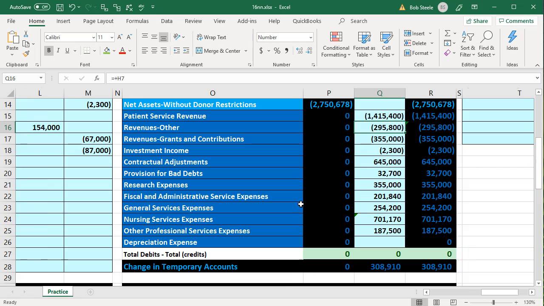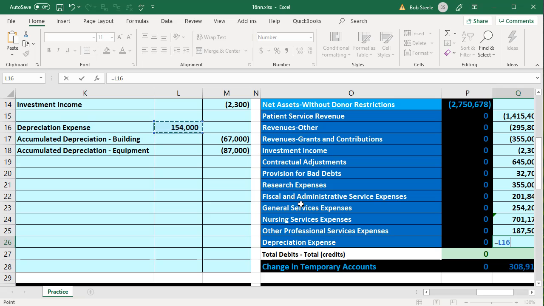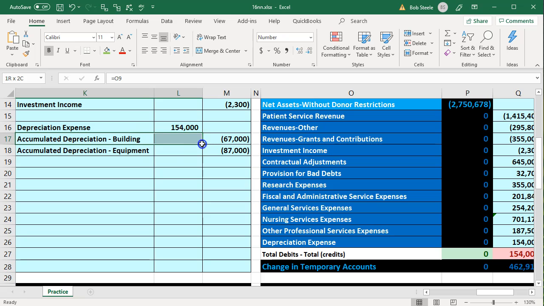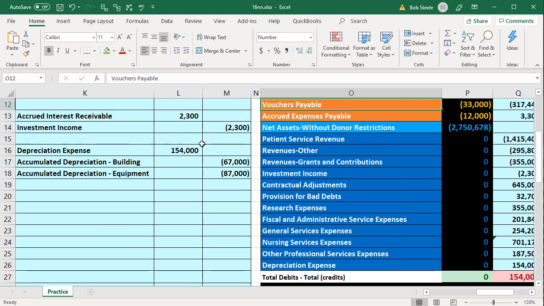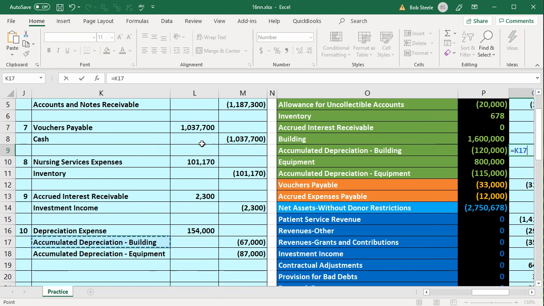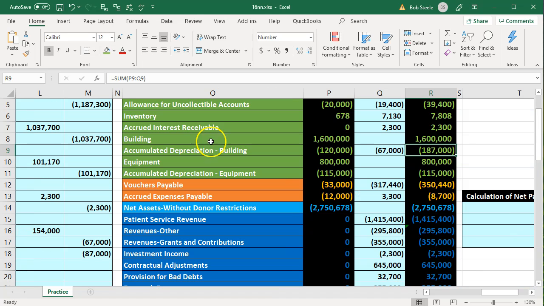Let's go ahead and post this out. So depreciation expense, that's going to be on the bottom. So we are in cell Q26. Within Q26, we're going to say equals and scroll over to that 154,000 and enter. Next, we have the accumulated depreciation on the building. So I'm going to scroll back up and pick up the accumulated depreciation on the building. That's going to be in cell Q9. Within Q9, we're going to say equals. Scroll back over to the accumulated depreciation on the building, the 67,000, and enter. It goes up in the credit direction, bringing the book value down.